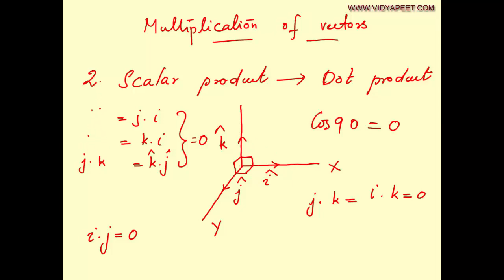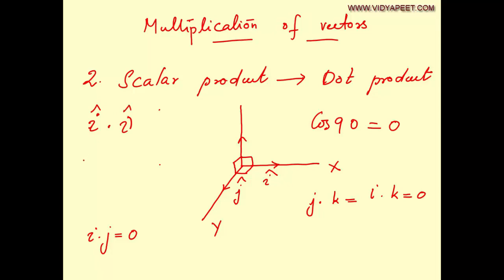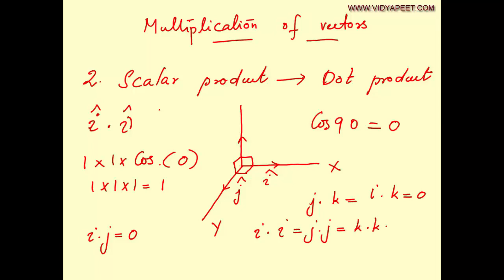Now let us take similar unit vectors. Now I try to find out what is i dot i. So in order to find i dot i, I take the magnitude of i as 1 and multiply it by the magnitude of i again as 1. Then cos of the angle between i and i, they have an angle of 0 degrees between them, which is 1. So 1 into 1 into 1, which is equal to 1. So i dot i equal to j dot j equal to k dot k equal to 1.